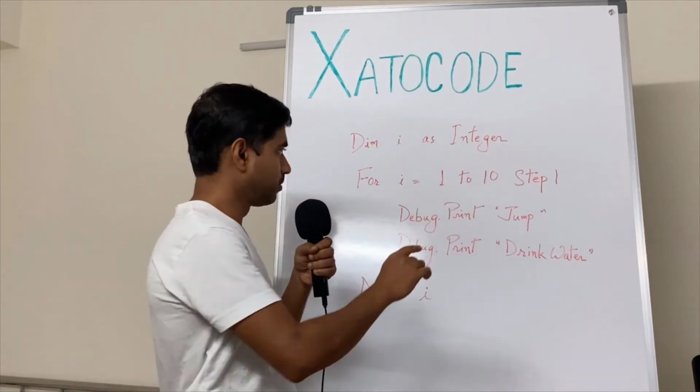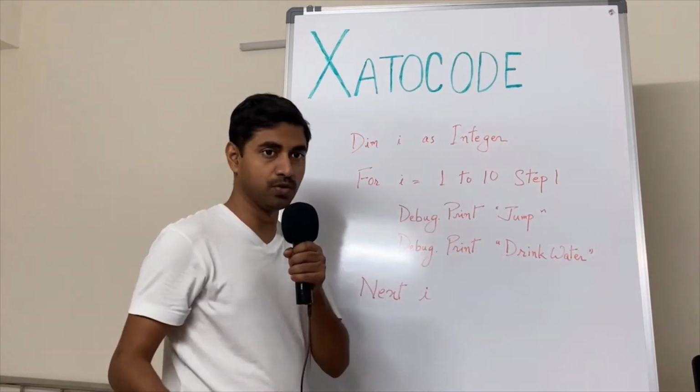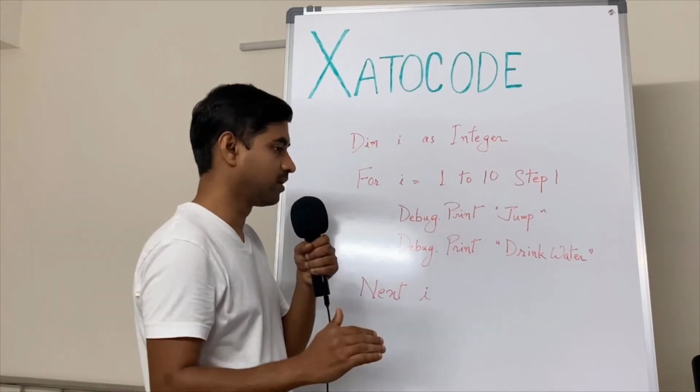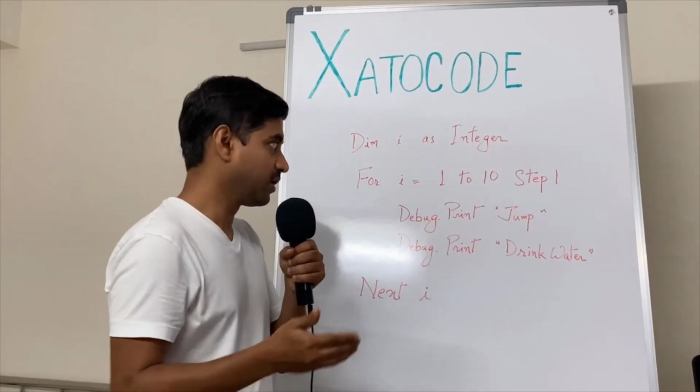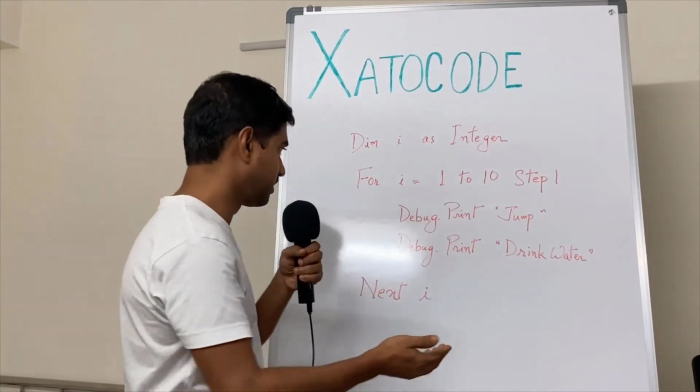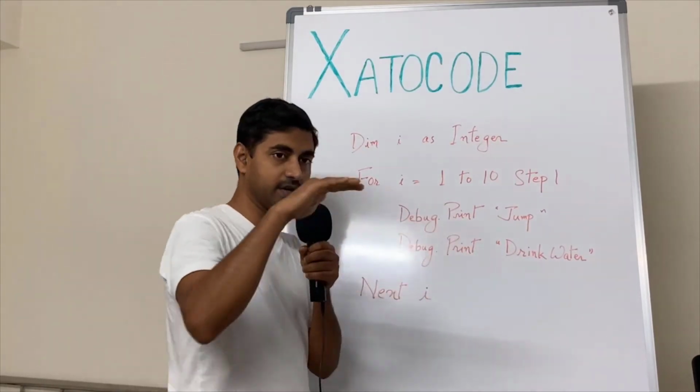So basically you can also write step 2. If you write for I equals 1 to 10 step 2, it will count 1, 3, 5 like that. You can also do it the reverse way, 10 to 1 step minus 1, then the value of I will decrement every time.